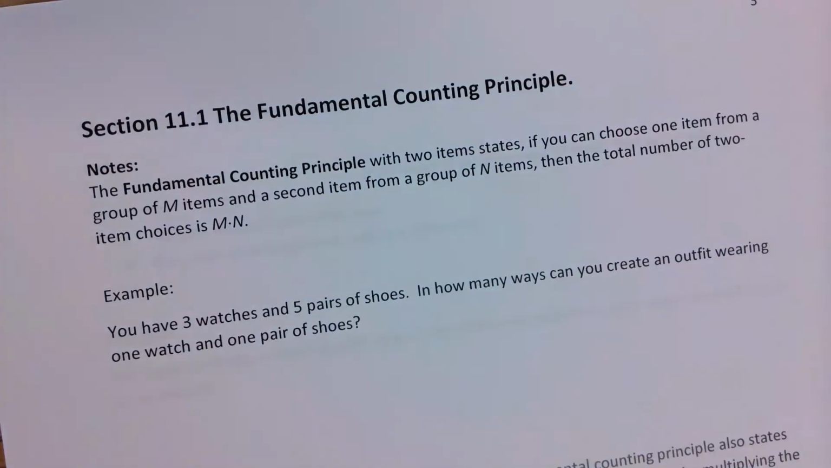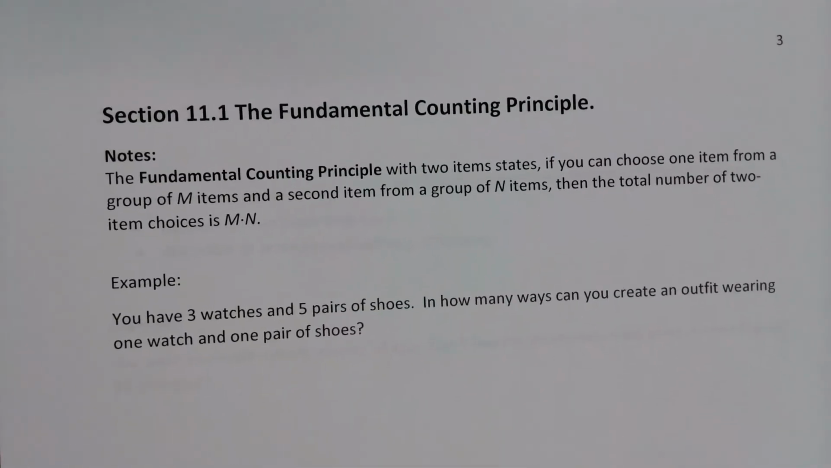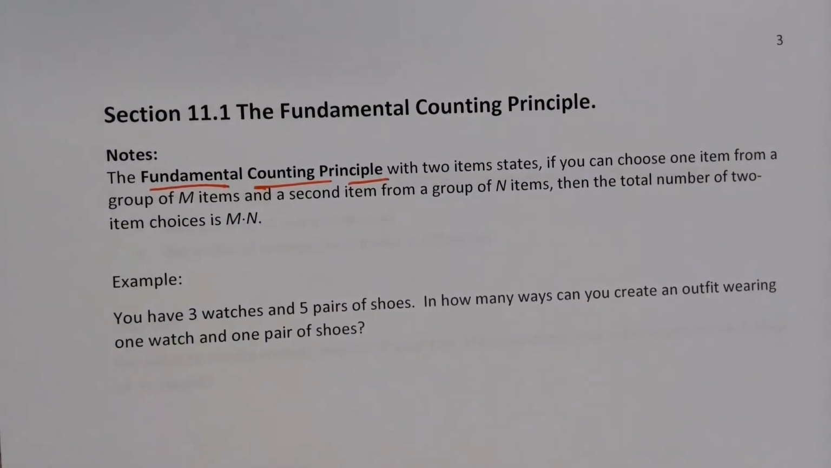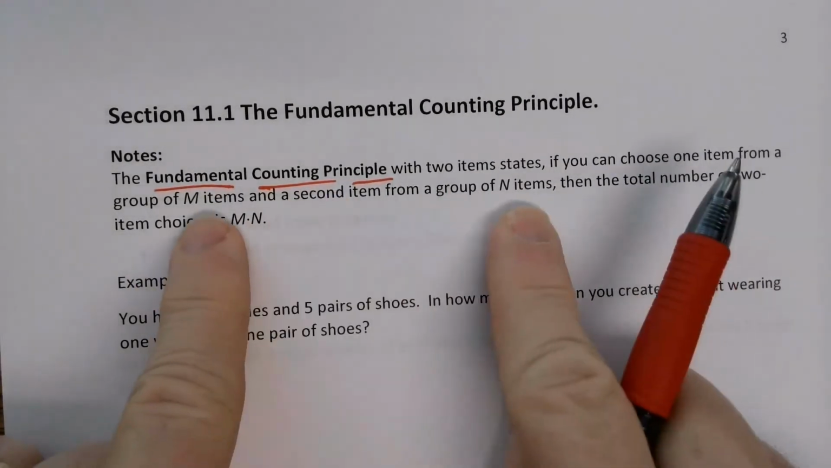Okay. So the very first thing is once again somewhat easy, somewhat nice. It's called the fundamental counting principle. And it basically says this. If you have two groups of items and you choose one from one group and something from another group, then you can do that in m times n ways. M and n are how many items are in each group.